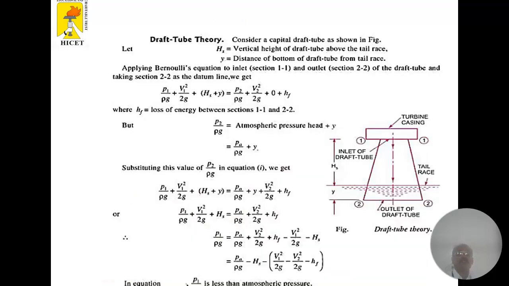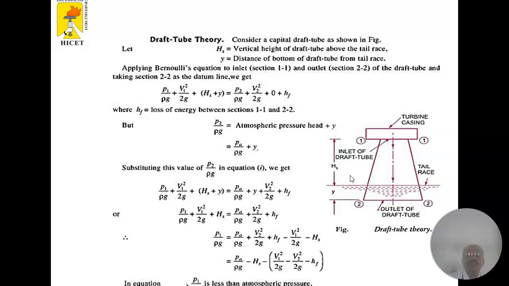Next, what is draft tube theory? So the draft tube theory is based on a technology. In this case, we have to draw the line diagram. We can easily explain the draft tube theory. So this is a turbine casing. This is the outlet of the turbine, and this is the outlet of the draft tube. In between, we have to fix the draft tube. So we have to consider this pressure. In this case, it is a tail race. It is the outlet of the draft tube.